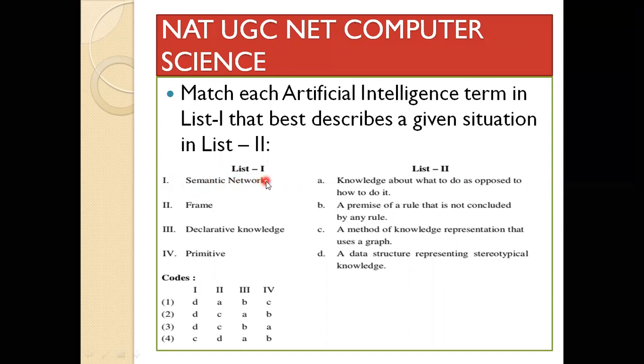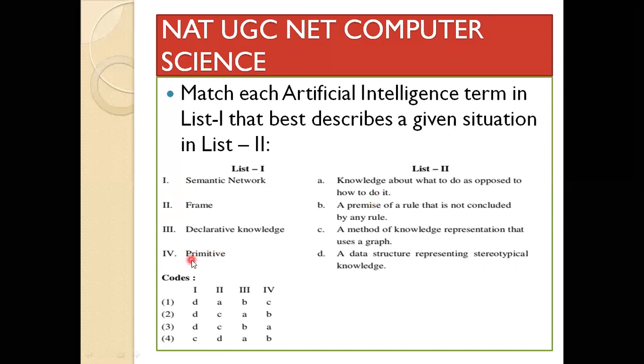So a semantic network is a method of knowledge representation that uses a graph. Then what is a frame? Recall what I have explained. This is a kind of data structure. From the given options, you'll find that D is matching. So 2D: a frame is a data structure representing stereotypical knowledge. Then declarative knowledge and procedural knowledge. In procedural, we try to know how to do it, but declarative knowledge just focuses on true or false, meaning what to do, what to choose. So 3 is matching with A: declarative knowledge is knowledge about what to do as opposed to how to do it.